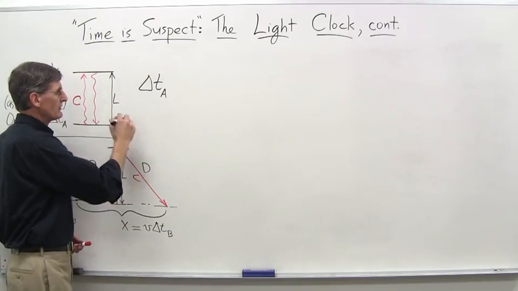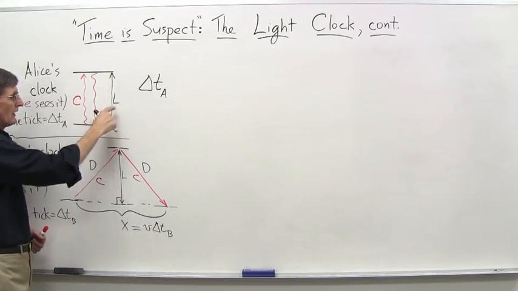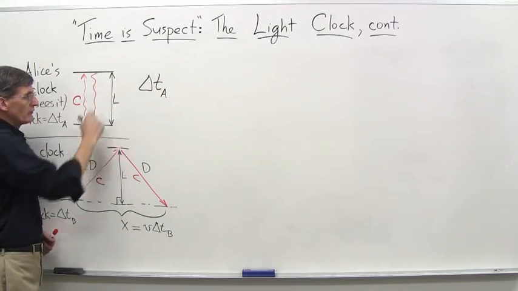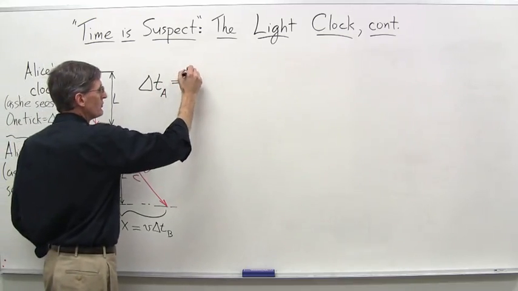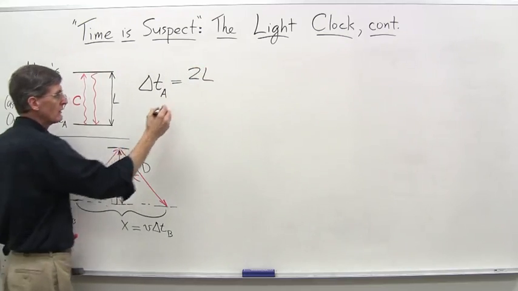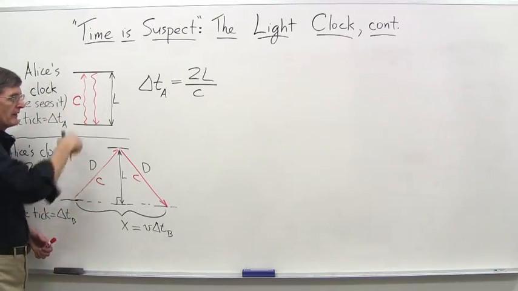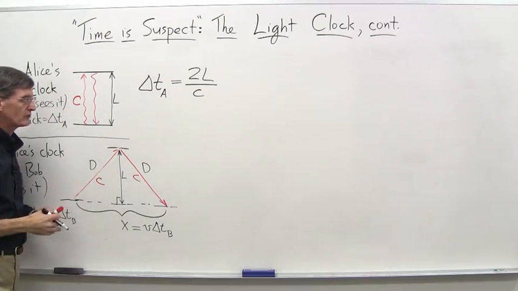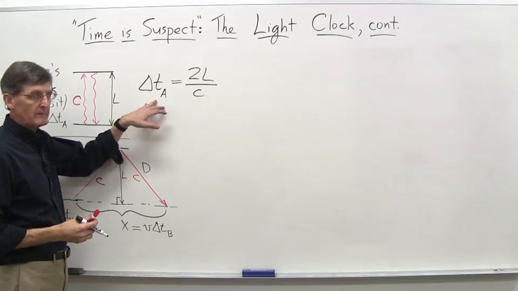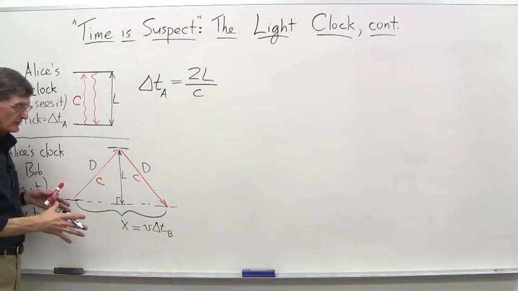So delta T sub A then is going to be the round-trip distance, and we're going to call this distance L from the bottom mirror to the top mirror. So it's just going to be 2 times L, L up and L back down again. L plus L is 2L, divided by the speed of light c. That's how fast it's traveling up and then back down again. So that's an equation we're going to use a little later on: delta T sub A is 2L over c. Now let's look at Bob's perspective again.